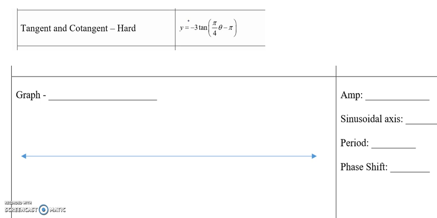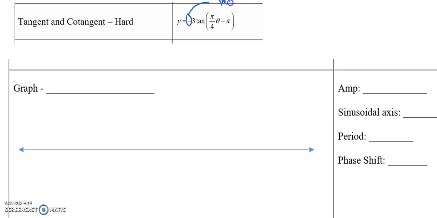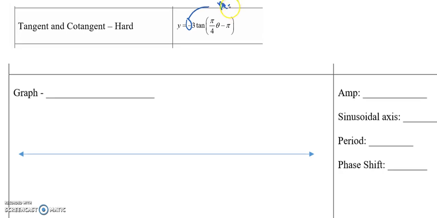So the first thing that I'm going to do is notice this vertical reflection, and I'm going to make a little note for myself, don't forget to reflect, because normally my tangent graph is going to look like this, where it's increasing, but now I'm going to reflect it, so I know when I'm done, my tangent graph should look like that. It should be decreasing. Then next, I notice that 3, which means I have an amplitude of 3.